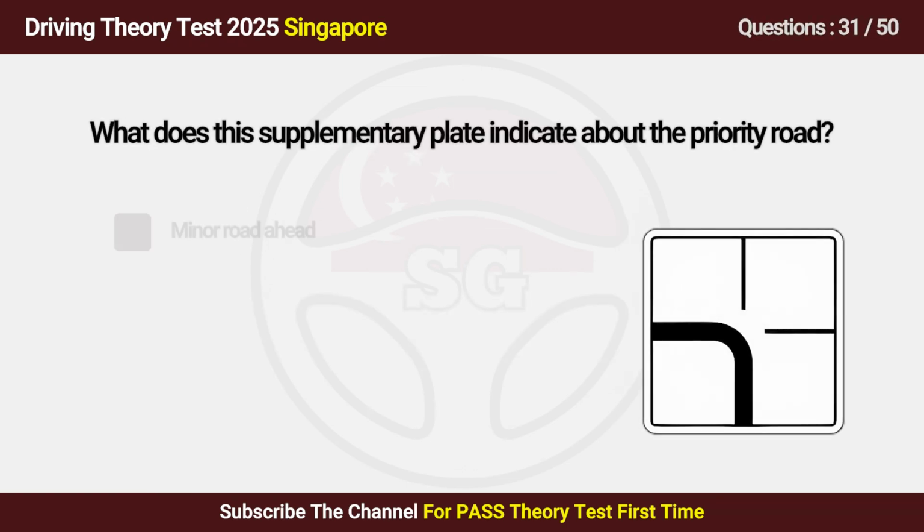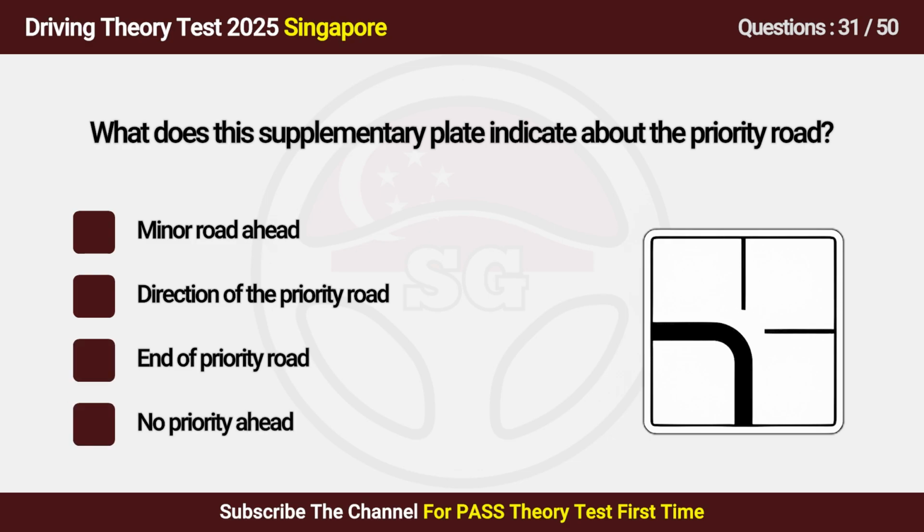Question 31. What does this supplementary plate indicate about the priority road? A. Minor road ahead. B. Direction of the priority road. C. End of priority road. D. No priority ahead.